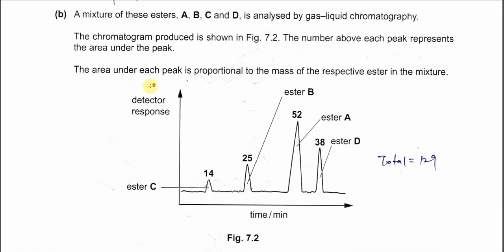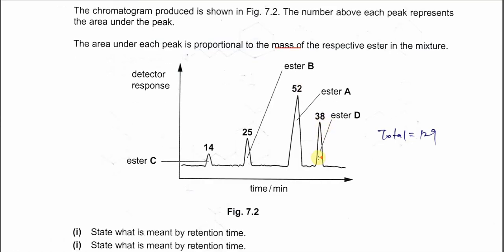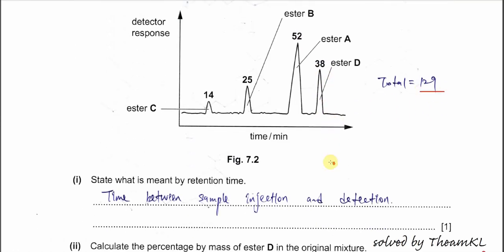Part B. A mixture of these esters is analyzed by gas liquid chromatography, and the chromatogram is shown in figure 7.2. The area of each peak is proportional to the mass of the respective ester. So we have these 4 esters in this chromatogram, and the area is already shown here. So it's 14 for C, 25 for B, 52 for A, 38 for D. Total is 129.